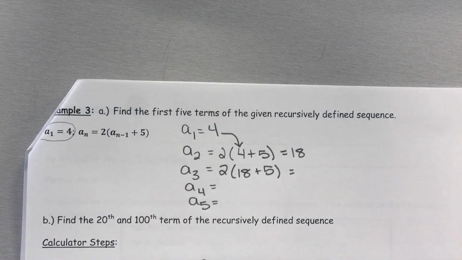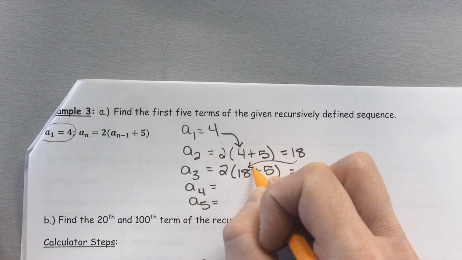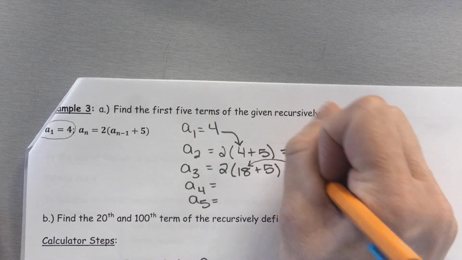Yep, a sub n minus 1 means take your previous term and plug it in. So I'm taking my previous term, and there it is. So that's going to give me 23 times 2, which is 46.